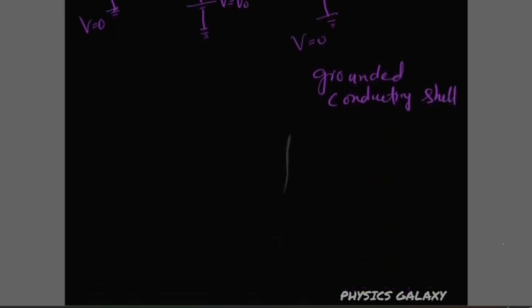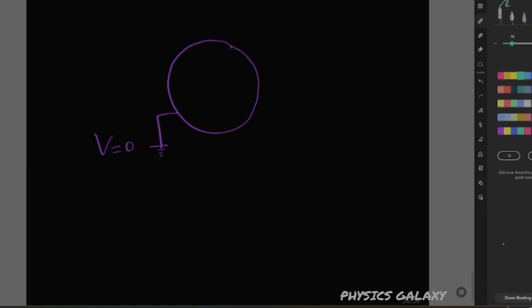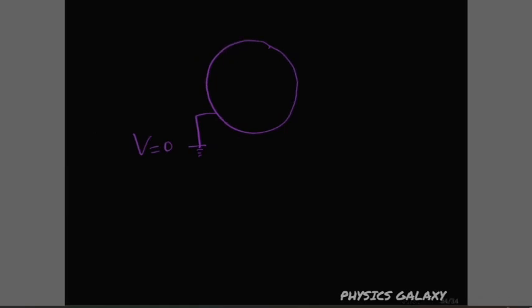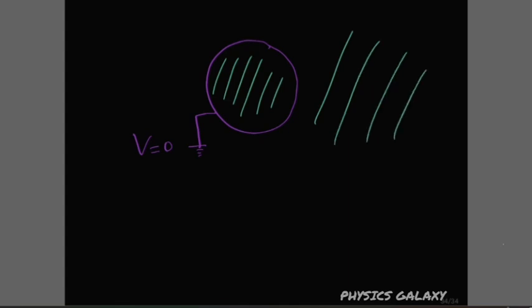It's a very simple example. I have a grounded conducting shell. That means the potential is given, which equals 0. Now if I want to find the solution in the inner region, inside of the shell, and the outside of the shell, what will be the solution?